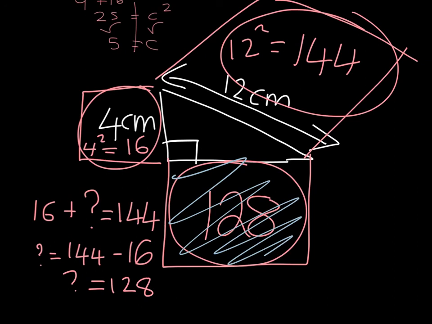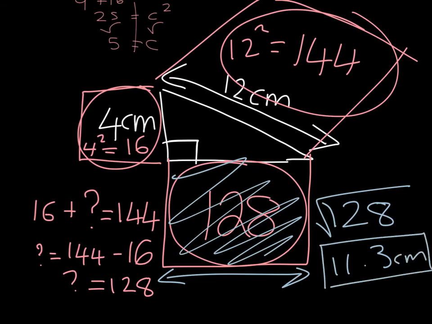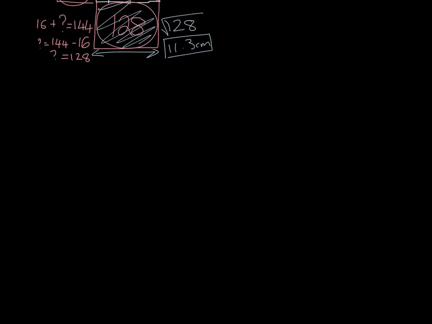Remember, that is an area, so if we want an inverse operation, square root the 128, and that will give you the missing length of that square. So if you square root 128, you get 11.3 to 1 decimal place, and that will be in centimetres, and that will be your final answer for that one. Now again, that could have been done through the formula.